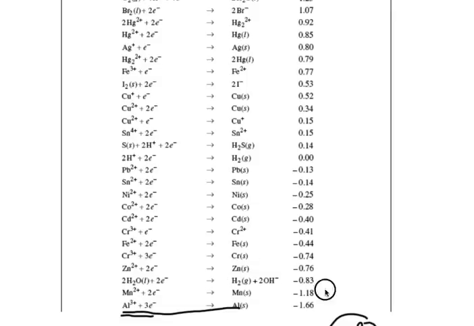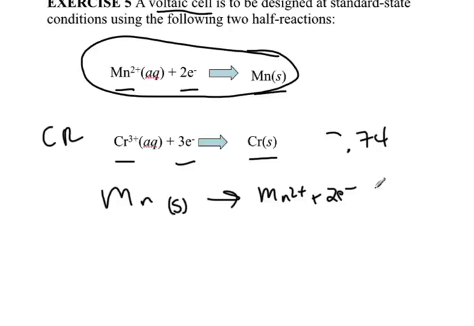And then I'm going to go back and grab the value, which I forgot. Mn is negative 1.18 as a reduction. When I flip it over, I get an oxidation. I get 1.18 positive. So I get a positive 1.18.